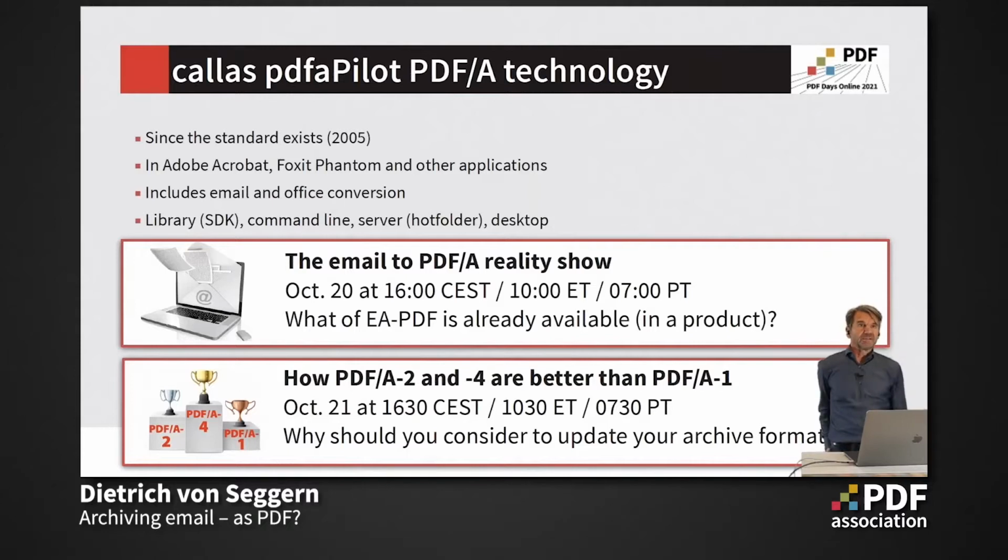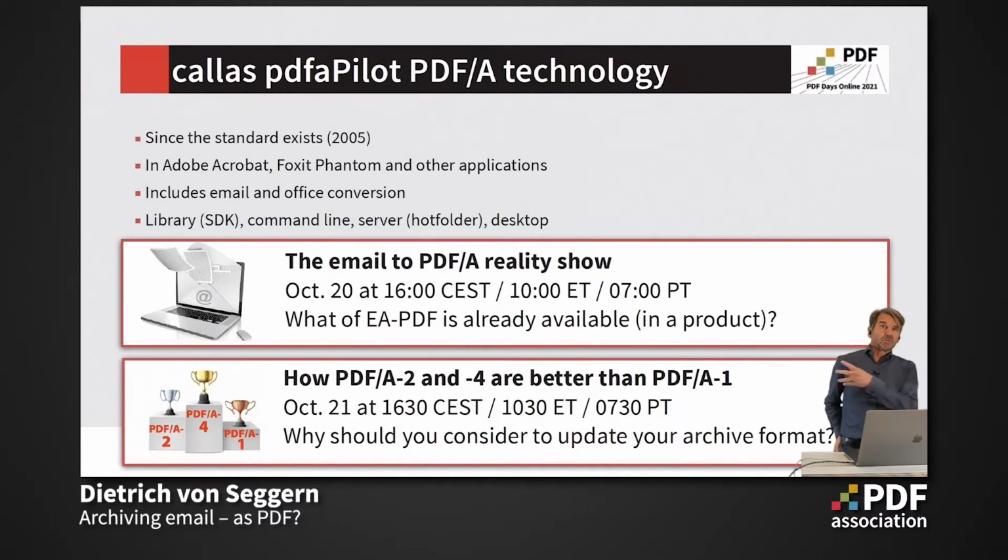First, what we call a company slide, just a few words about my background. Callas Software is doing PDF-A technology. We're doing so since PDF-A came out in 2005. Our technology is included in our own products, but also in widely used products, for instance, from Adobe and from Foxit. And there, whenever you would use that software, you would use our PDF-A technology. That technology also includes capabilities to convert emails and Office files to PDF-A. And then, of course, it's available as a library so that it can be easily integrated into other applications.